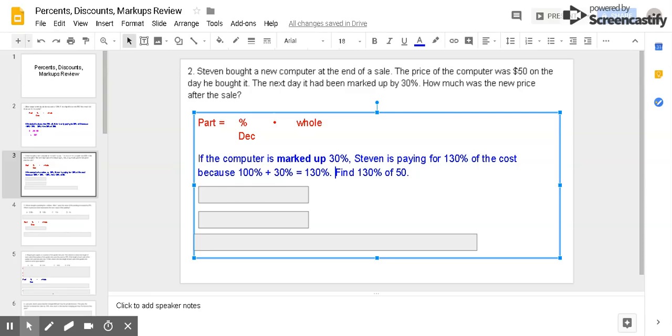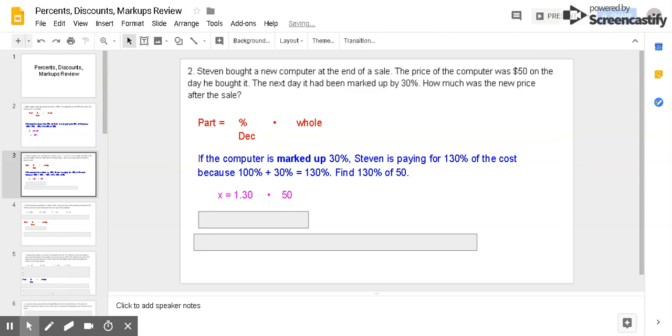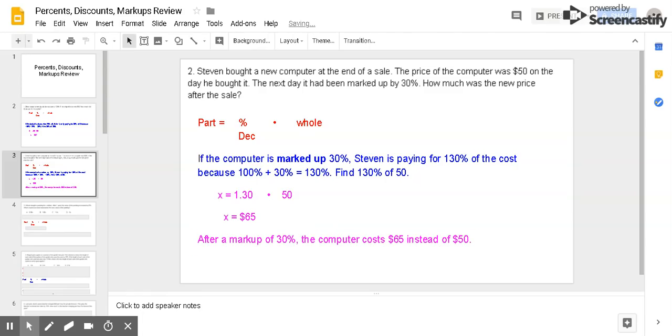130% of 50. So we're going to plug in our pieces that we know. So part, or x, equals our percent as a decimal. So 130% as a decimal is 1.30 times your whole, which you originally started with, $50. Once you do that, you can solve. 1.30 times 50 is 65. So after a markup of 30%, the computer costs $65 instead of $50.